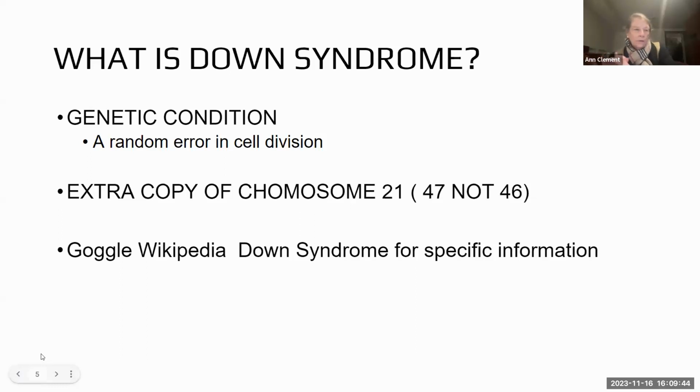So what is Down syndrome? Down syndrome is a genetic condition. It's a random error in cell division when the uterus is developing. What happens is there's an extra copy of chromosome number 21. So the child with Down syndrome has 47 chromosomes, not 46. If you want to Google Wikipedia on Down syndrome, they have wonderful, specific information all about it. So I would suggest that you do that. You'll find it very interesting.